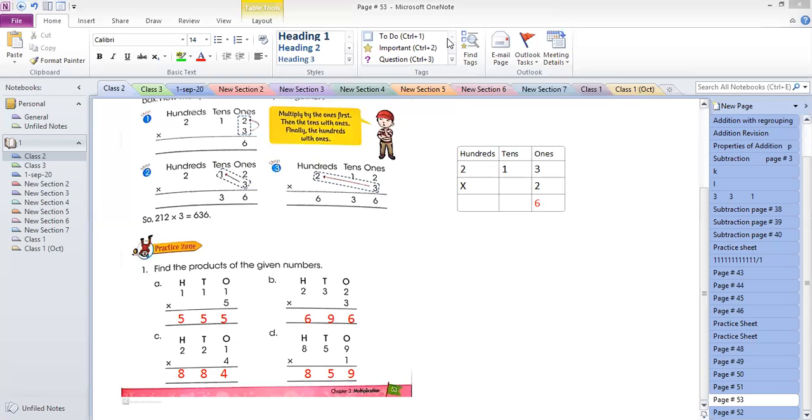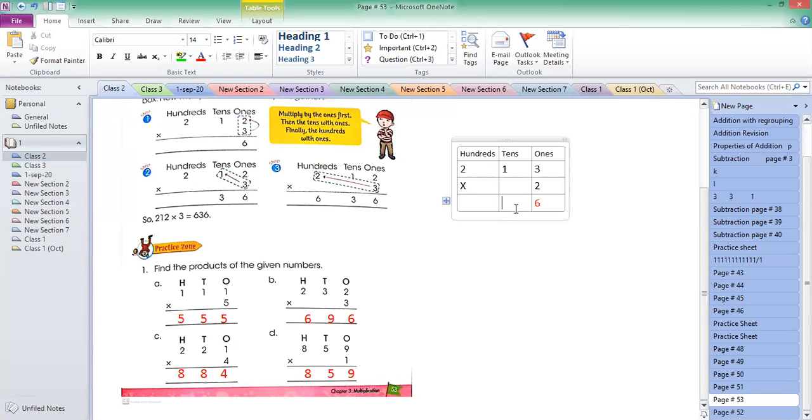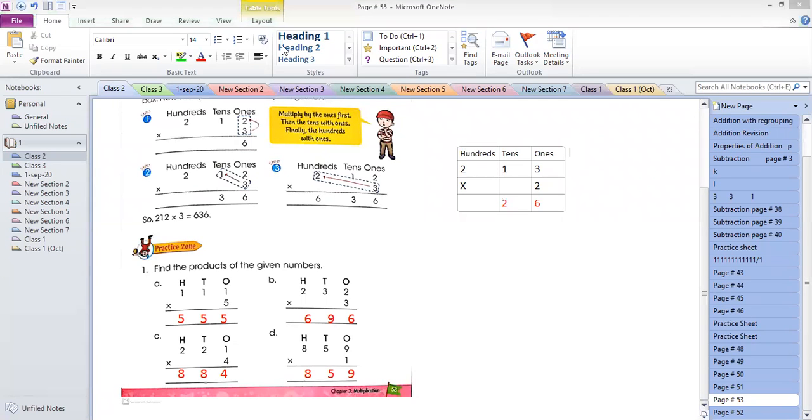Ahmad Yusuf. What number should I write here? In the tens answer. Yes. 2. Why? 2 multiplied by 1 equals 2. Yes, because 2 multiplied by 1 equals 2. Very good. Close your mic now.